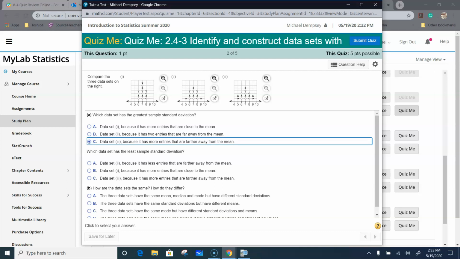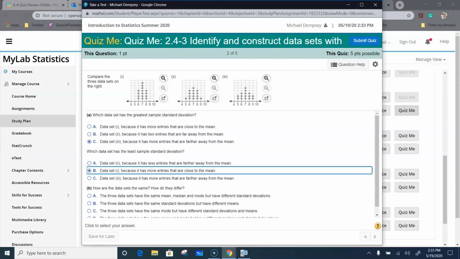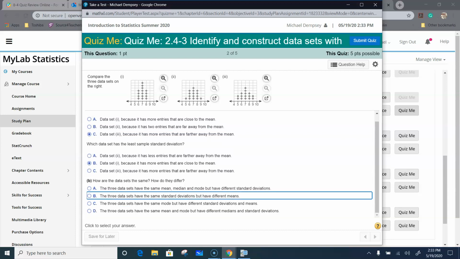The least sample standard deviation is where everything's huddled close together. That's going to be Roman numeral 1. And how are the data sets the same? How do they differ? Well, they all have the same centers. They all have the same mean, median, mode, but they have different standard deviations, right? They all have that mode at 7, mean at 7, median at 7, but their variability is different.